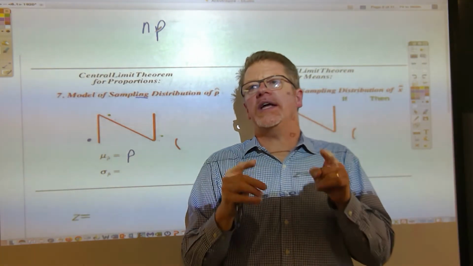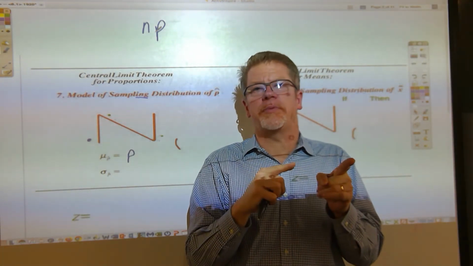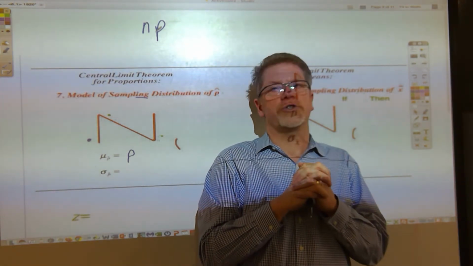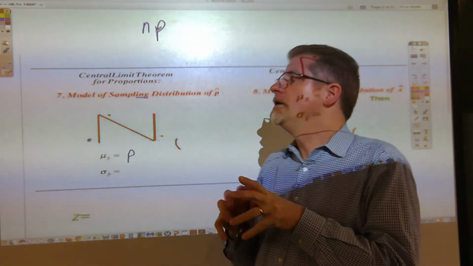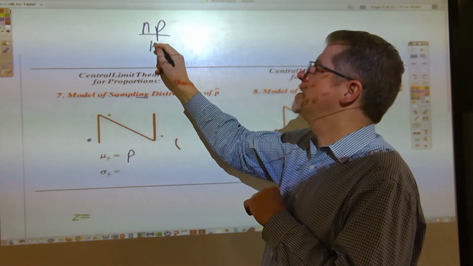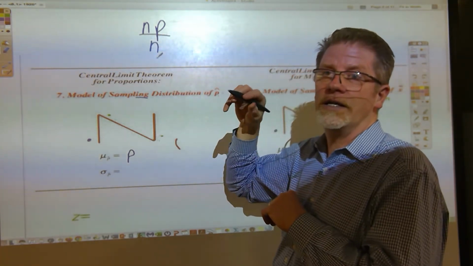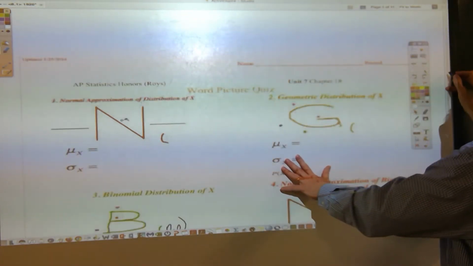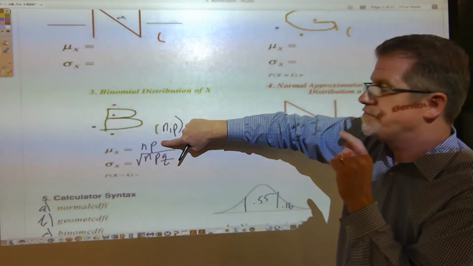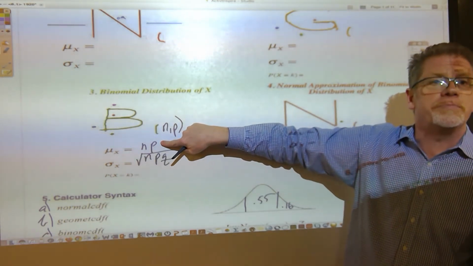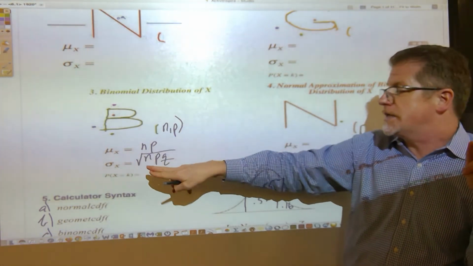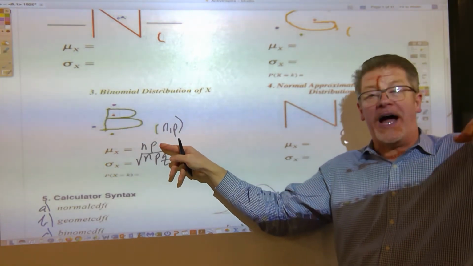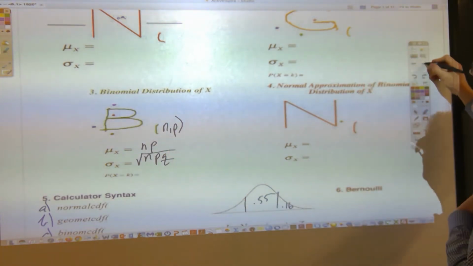How did we turn that number 6 into a sample proportion? What did we do to the number 6 to turn it into a sample proportion? Divide by how many people? Yeah, we divided it by 10. So if you divide by n, np becomes p. So that's how you take the mu sub x from word picture 3, which is just a number, and to turn a number into a proportion, you divide it by the total, np over n. So that's where the p came from.